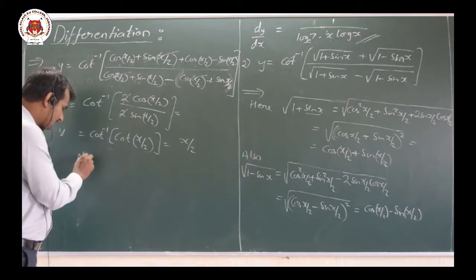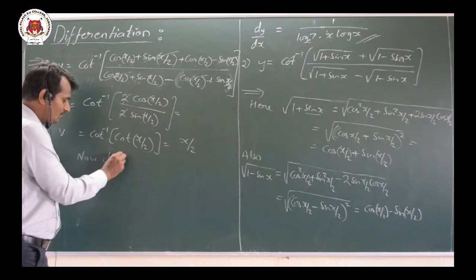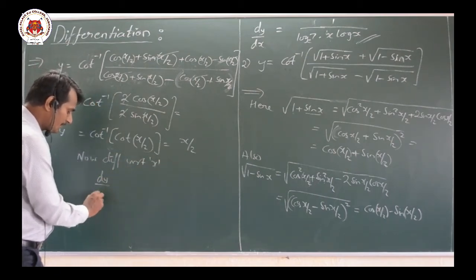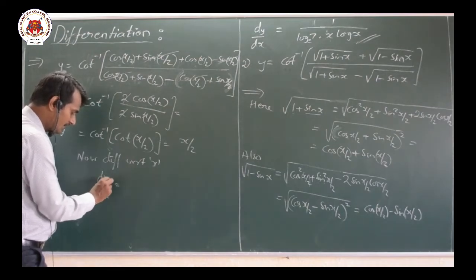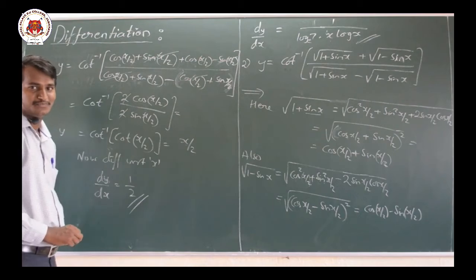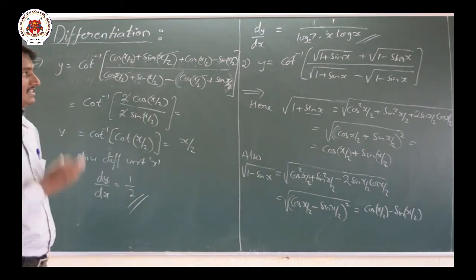Now differentiate with respect to x. dy by dx: the differentiation of x is 1, and the remaining part is 1 by 2. A very simple and easy example.